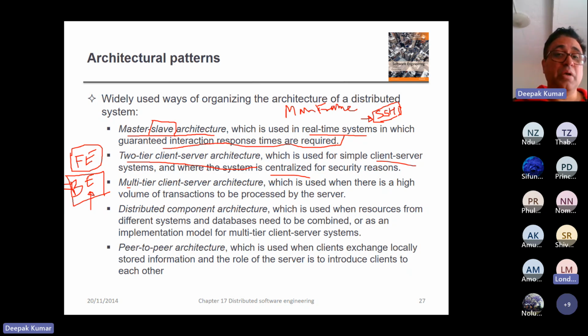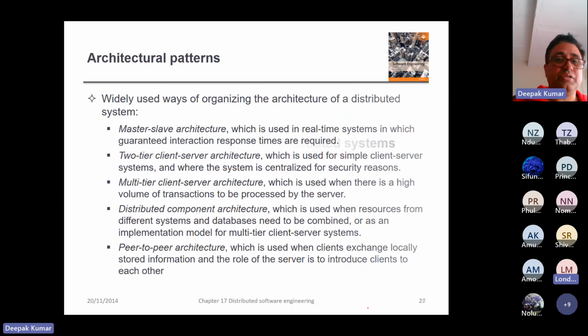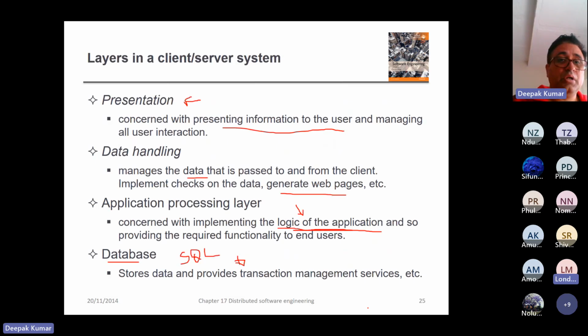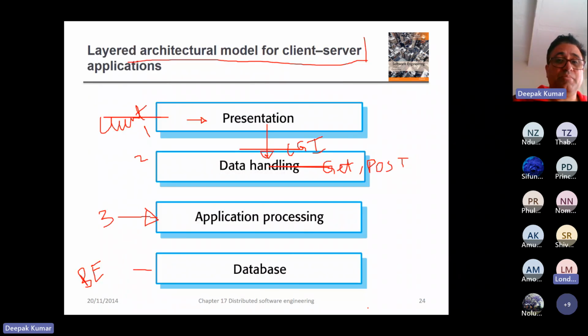And then today we use multi-tier client-server architecture, which is more popular these days, which is used when there is a high volume of transactions, of course. I have already shown you the example of multi-tier systems right over here. This is a multi-tier system where you have presentation layer, data handling, application processing layer, and database. All these layers are separated from each other.